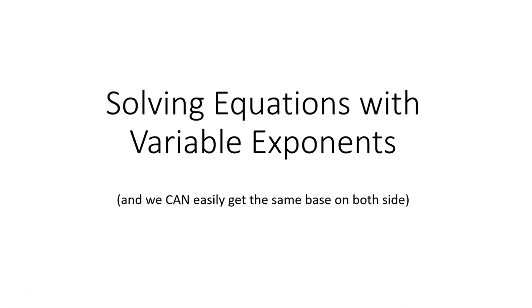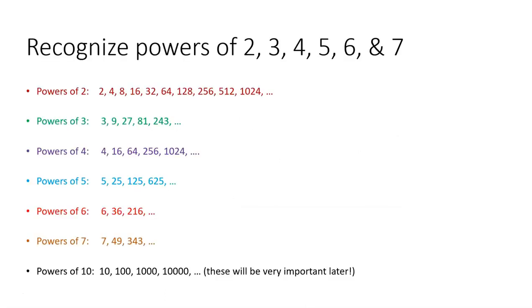Let's look at how we can solve equations that have variable exponents. And on these equations, we will be able to get the same base on both sides rather easily. We'll discover later on in this chapter what to do when that's not possible. But today, it will be possible.